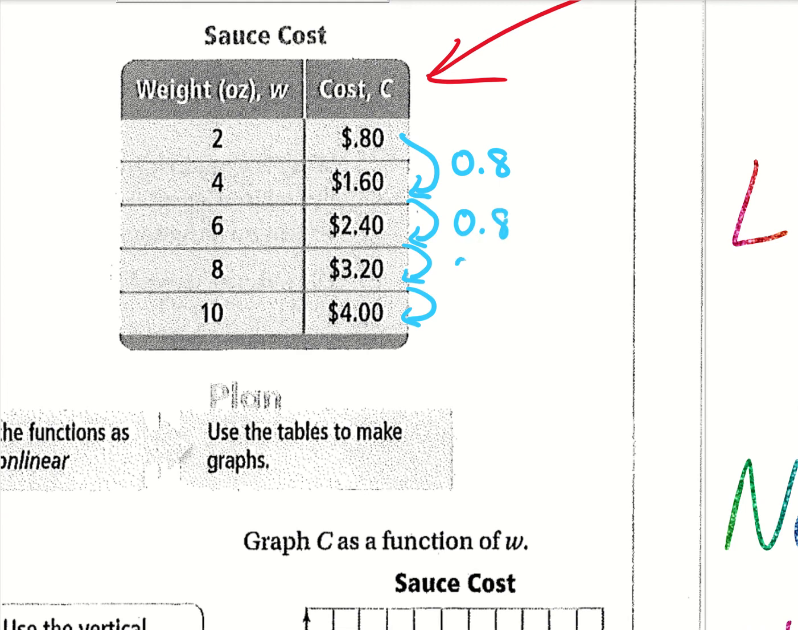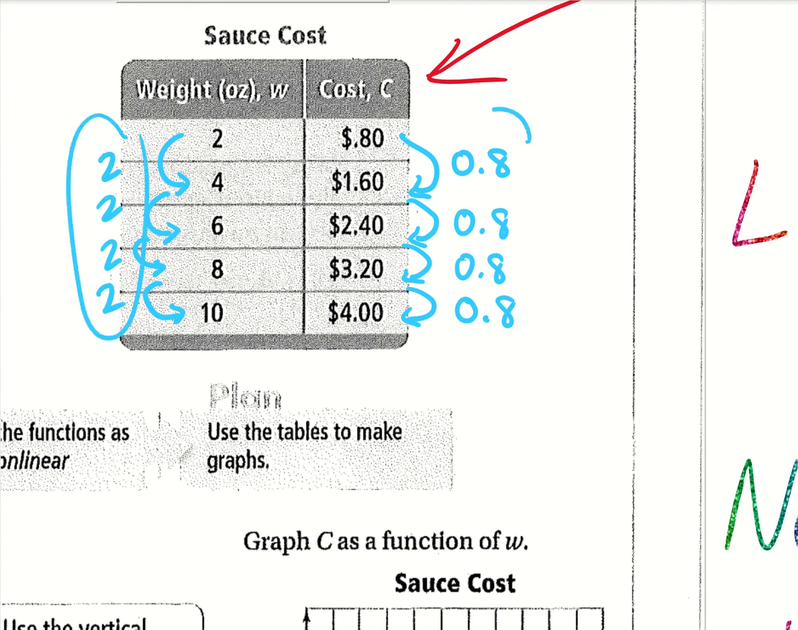2.4 and 3.2 right there, that's 0.8. And 3.2 and 4.0, that one's 0.8 as well. All of these, the difference for all of these is also going to be 2 every time. So since these numbers and these numbers are all the same, that means it's linear. That is another way that you can tell without having to graph it.